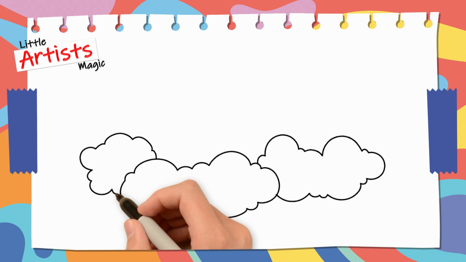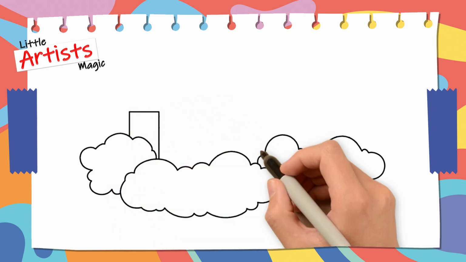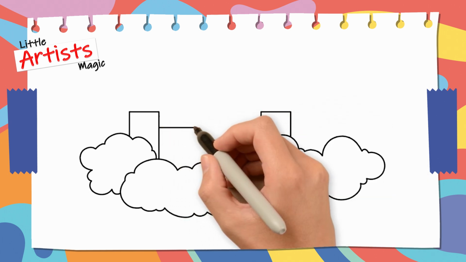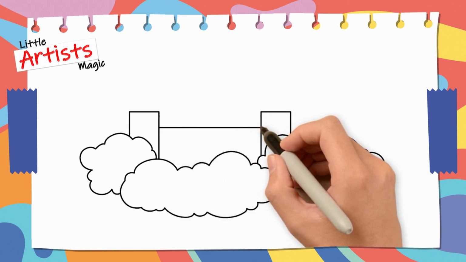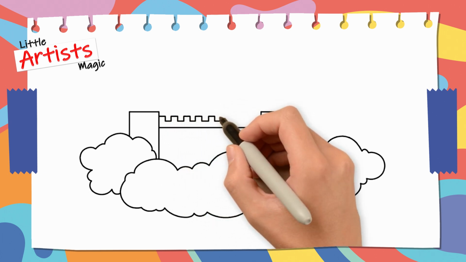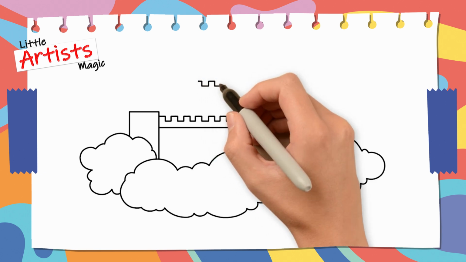Start tracing the castle towers behind the clouds by drawing two rectangles. Draw a horizontal line to join the two towers, then alternate small horizontal lines with vertical ones to form the battlements of the castle walls. Wow! Our design is starting to take shape!